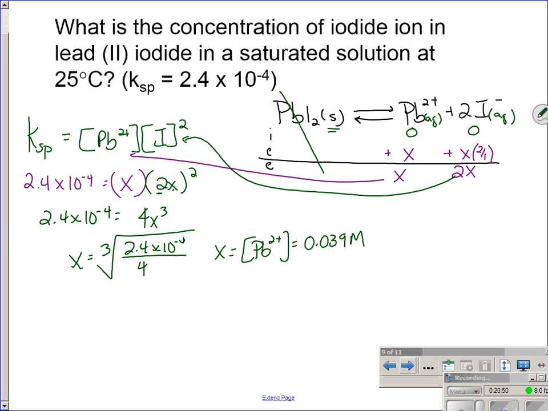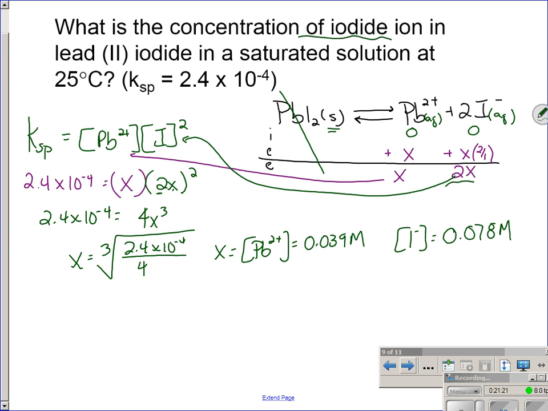Now the problem didn't ask us for the concentration of lead, it asked us for the equilibrium concentration of iodide. But if we know that the concentration of lead is 0.0039, then we know that the concentration of iodide is twice that number because of our 2x here. So the concentration of iodide is 0.078 molar.